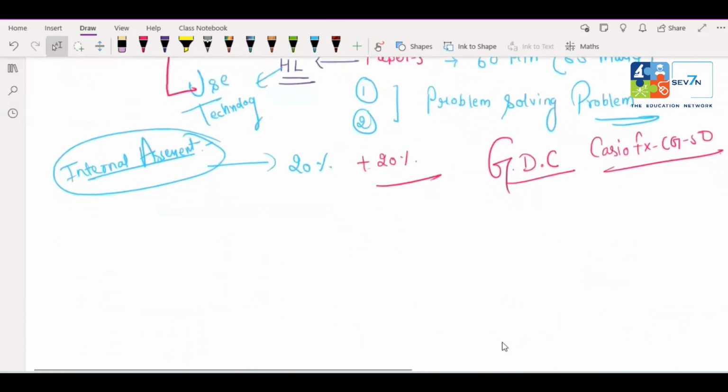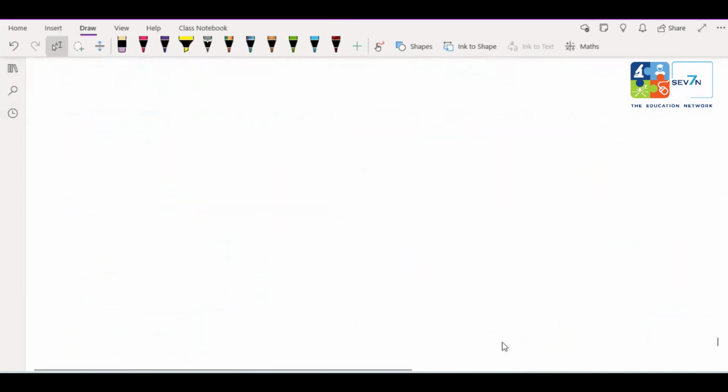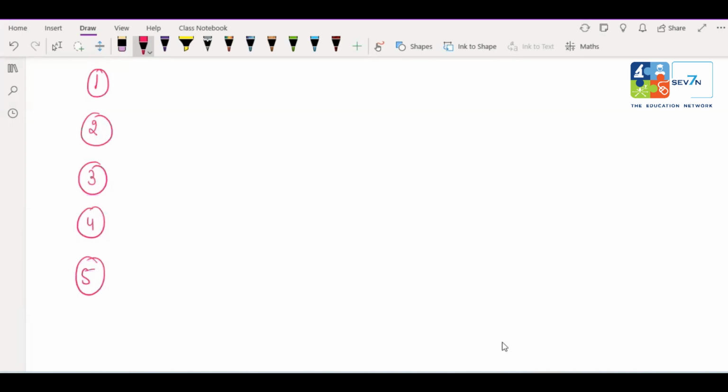Okay. So Martin, now we'll proceed with your course outline. In the course outline, we have 5 units. We have 5 units in all the levels of maths, but the minor topics are different according to the levels. Number and algebra. This is your first unit. Functions. This is your second unit.